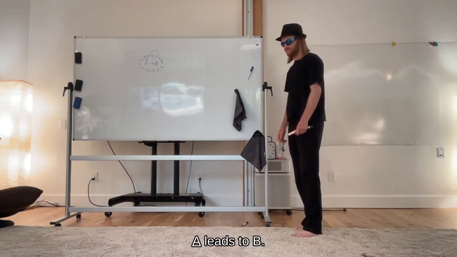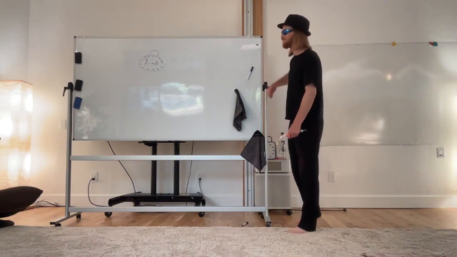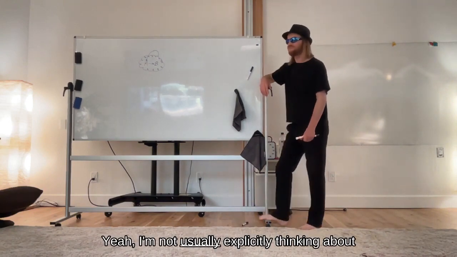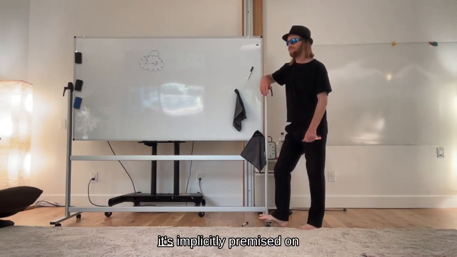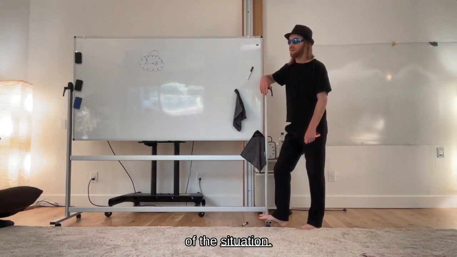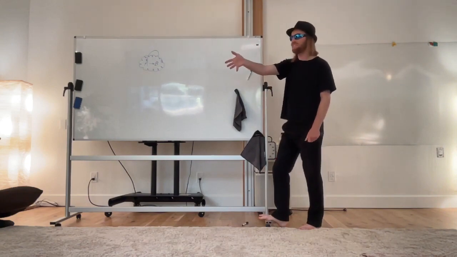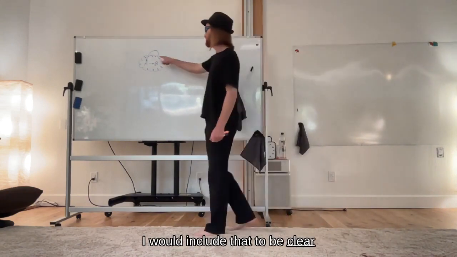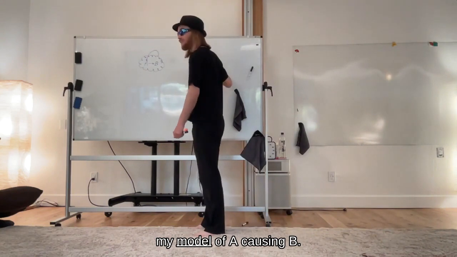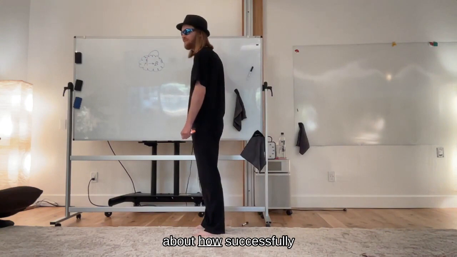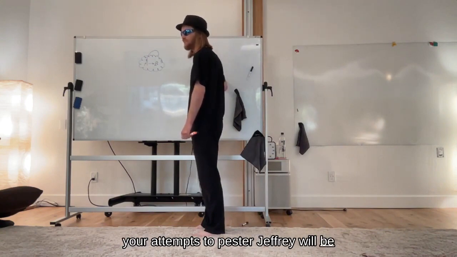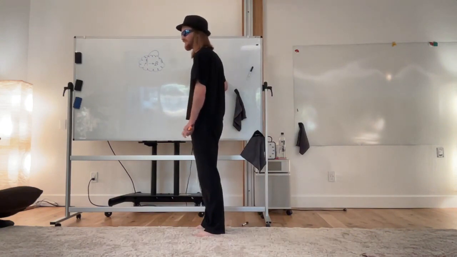My model is that A leads to B. Yeah, okay. I'm not usually explicitly thinking about the fact that as I'm doing the planning step, it's implicitly premised on my model of the situation. But from an external perspective, modeling that, I would include it to be clear that this isn't actually my model of A causing B. I may have entirely different beliefs about how successful your attempts to pester Jeffrey will be at gaining clarity on the goals of the workshop.